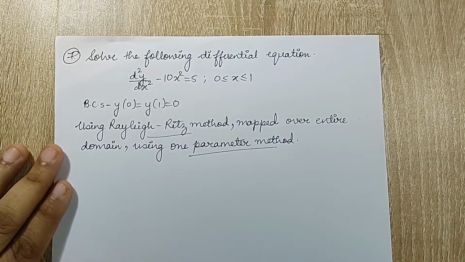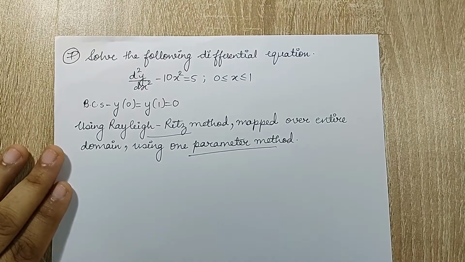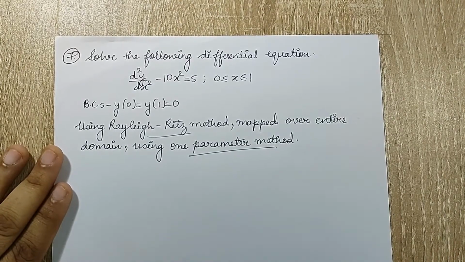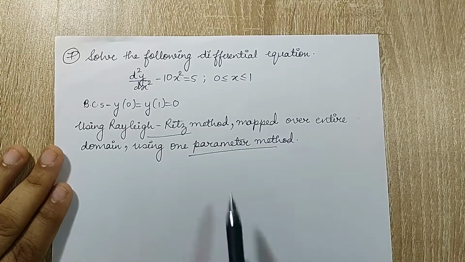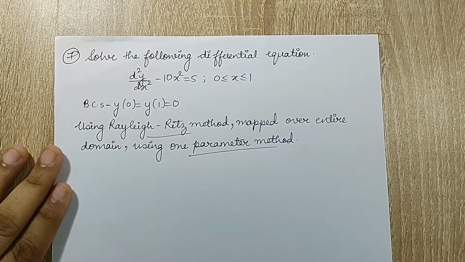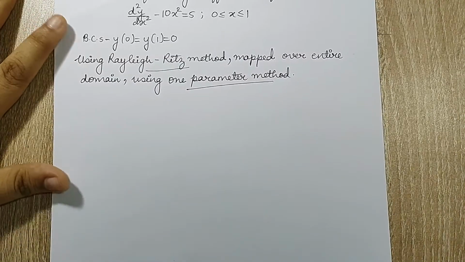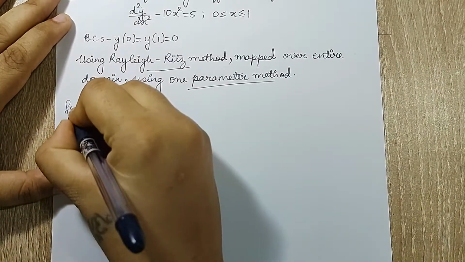In this question it is mentioned that I am supposed to use one parameter method, but if it is not mentioned in the question, it is always advisable to use one parameter method, as you would observe today how your solution becomes very small as compared to two parameter method.